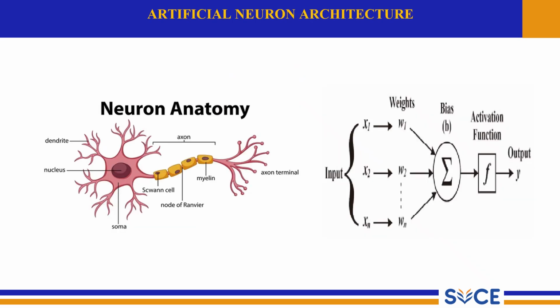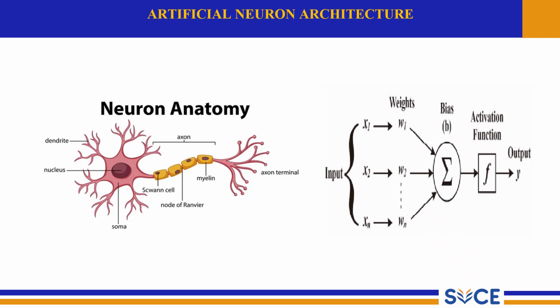And here is the example for artificial neural network architecture. So on the left side, we see a biological neuron. The neuron receives signals through dendrites. These signals are processed in the cell body, which contains the nucleus. The processed signal travels down the axon and is sent out as an output to the other neurons.